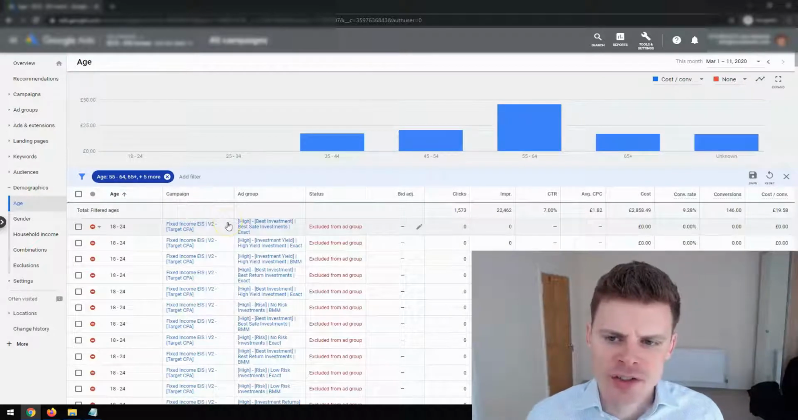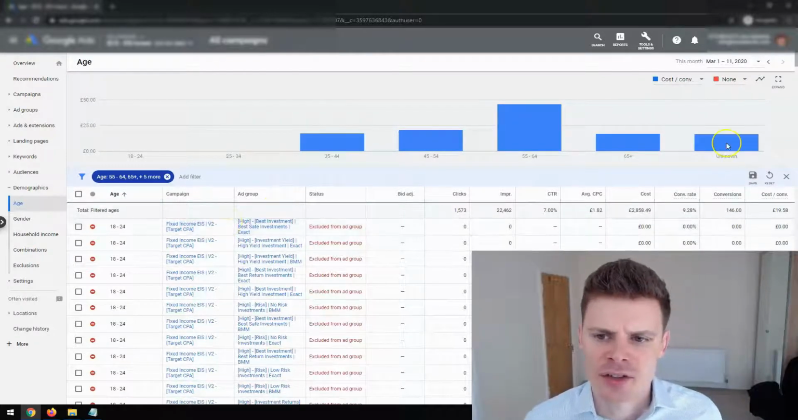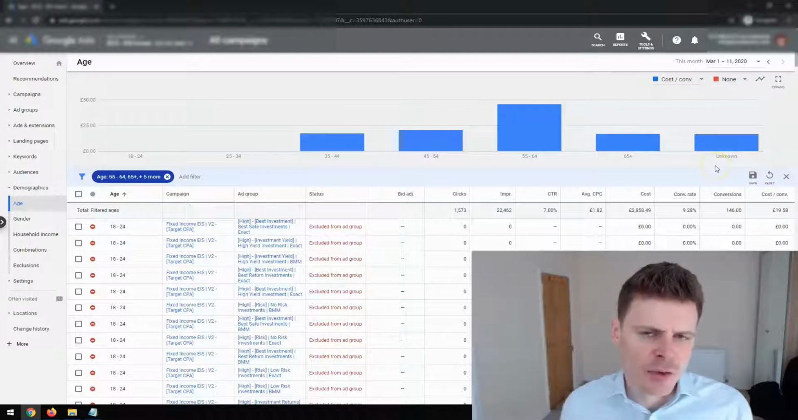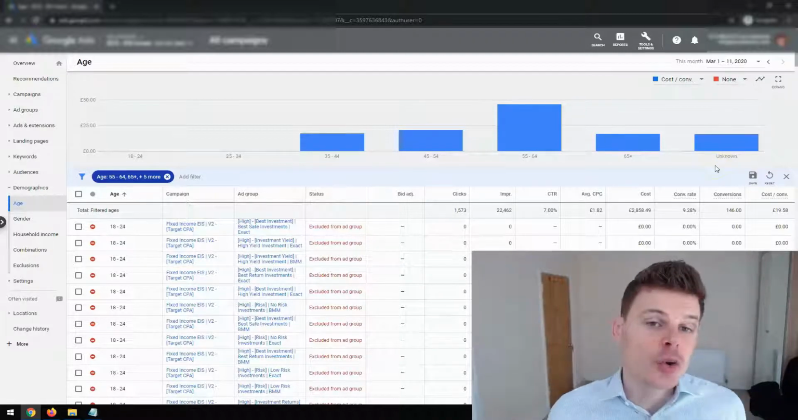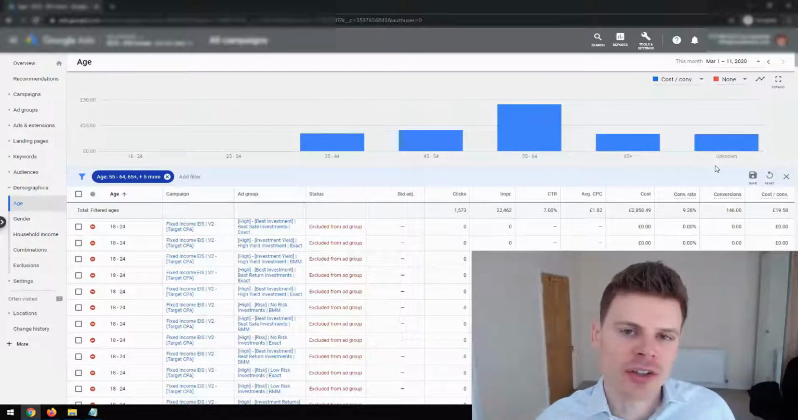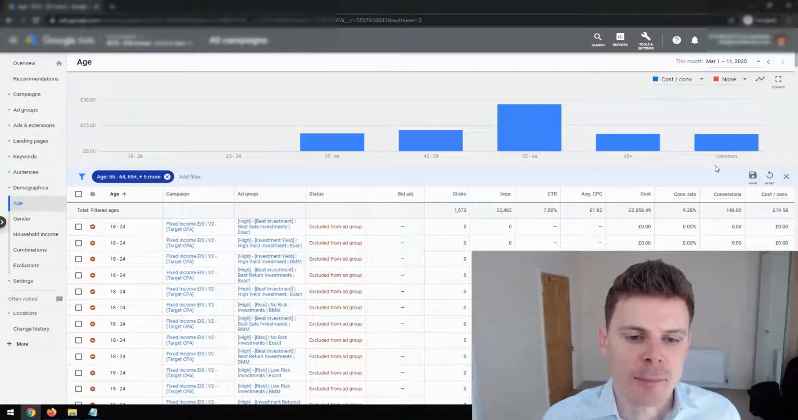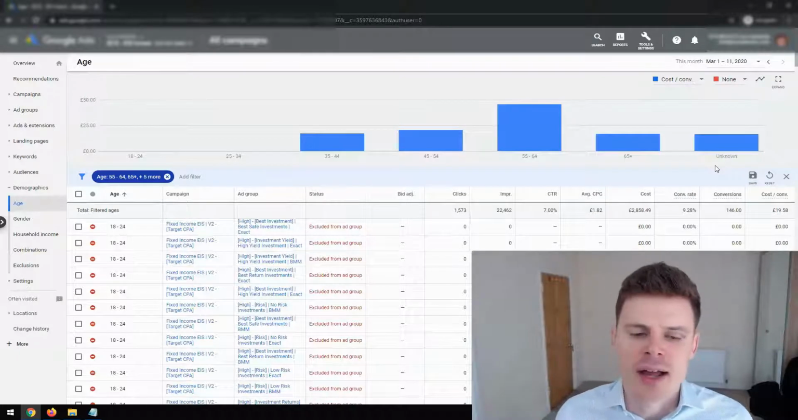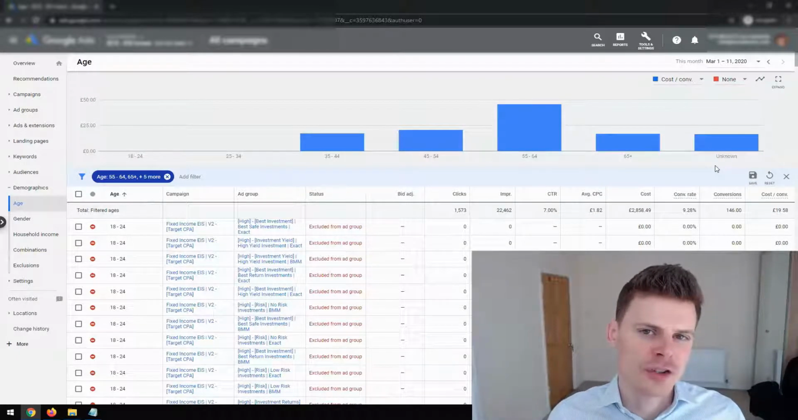Now, you'll notice that there is a bar on the right hand side which is unknown. And the reason for that is that Google doesn't have demographics data about every single person who uses the search engine. Some people could be using a public computer. They are not logged into their Google account. And if a person's not logged into their Google account, then Google doesn't know their age or their gender.